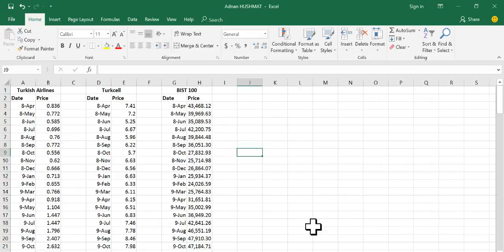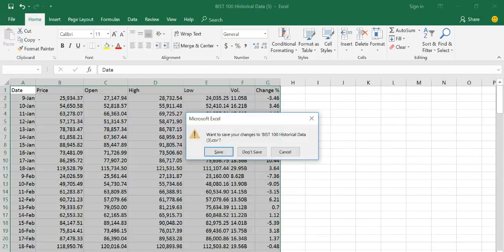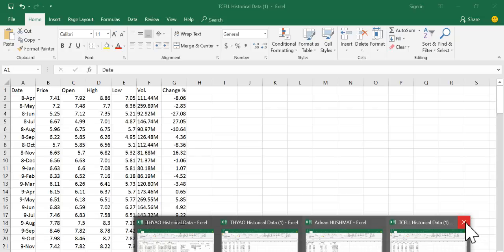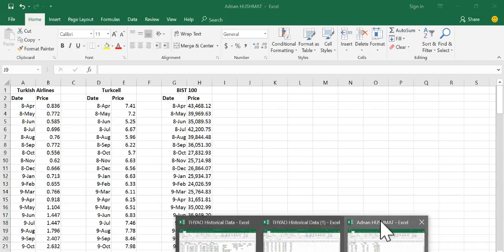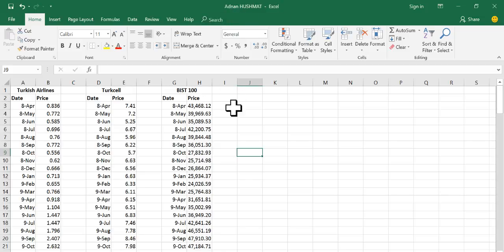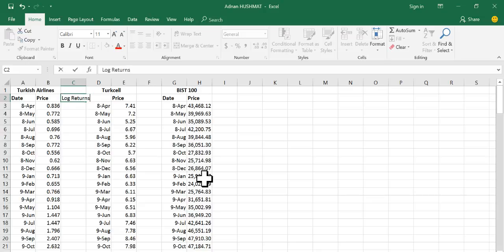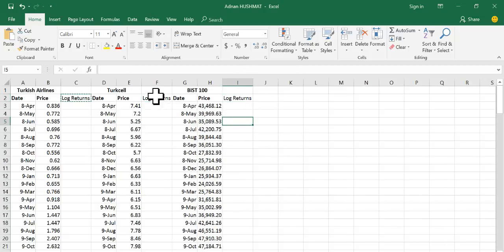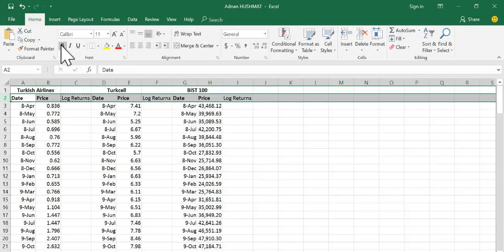Let me close the other one, do not save. So here, this one. Okay, so I have this file, and I am working on it. Let's calculate the returns, log returns, monthly returns, you can say. So the log returns are here. Again, I will copy this one and paste it here, Control V, just to save time. And again, I make it bold.